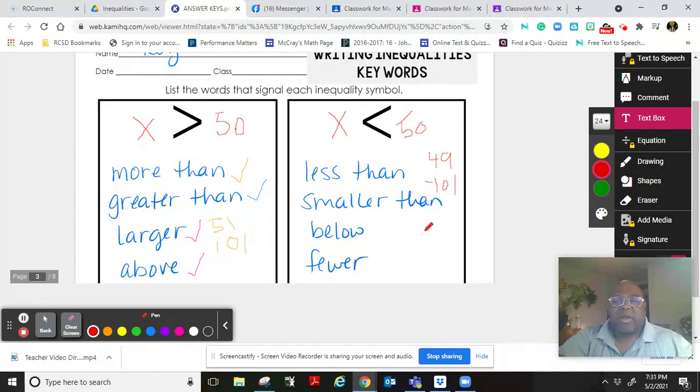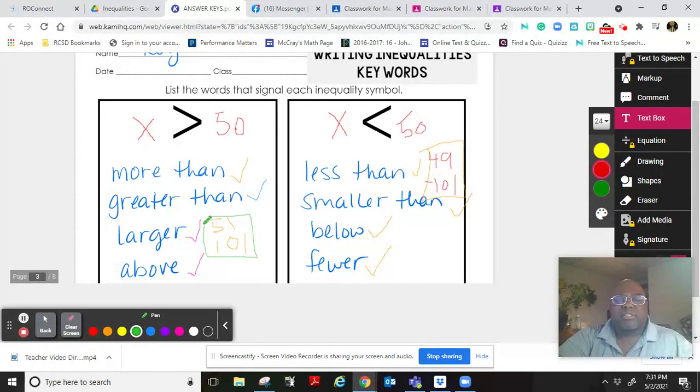And again, there are different ways that we can think about it. A number less than 50, or a number smaller than 50. We can say a number below 50. Or numbers fewer than 50. No matter how we cut it, we're going to have the same infinite possibilities.